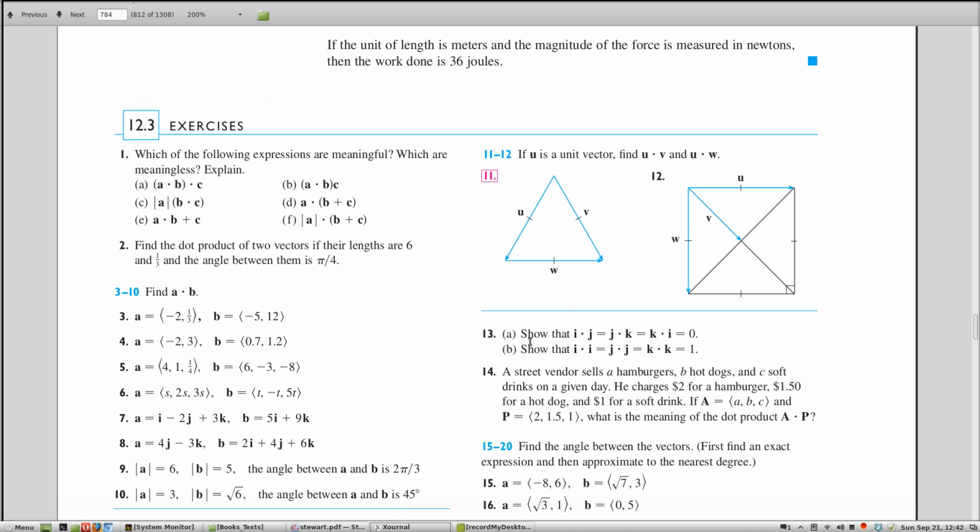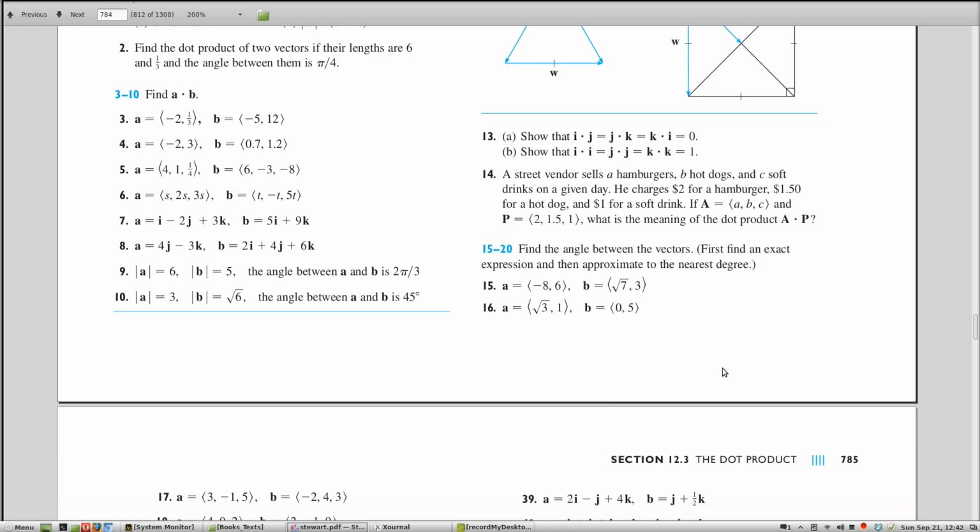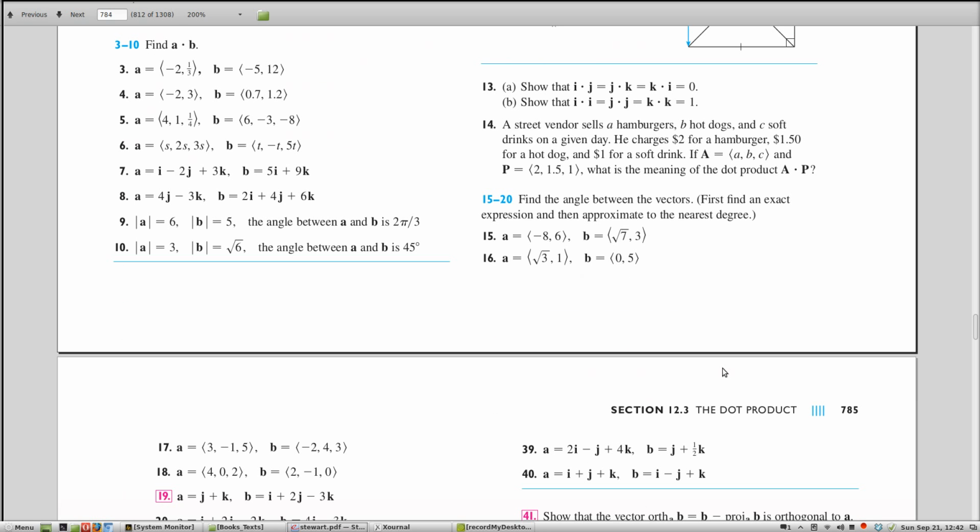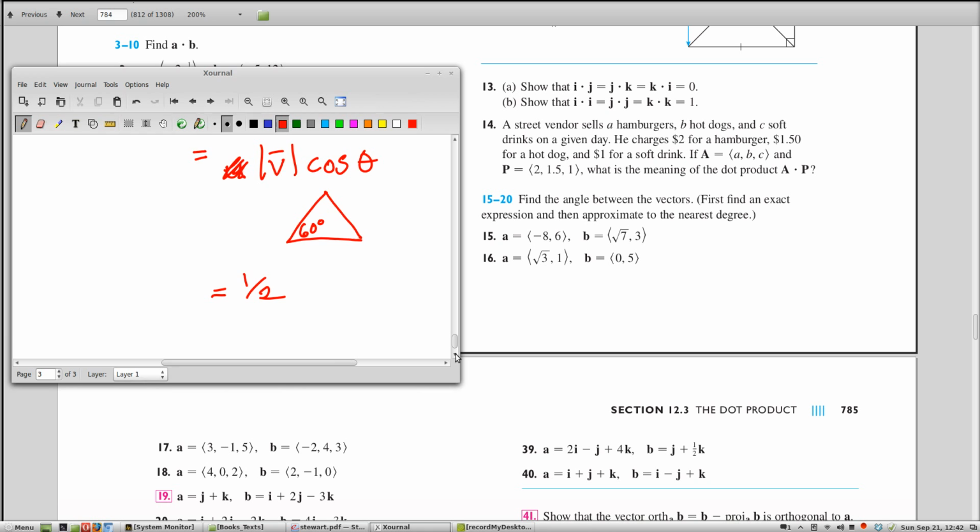So that's kind of interesting. And what else have we got? Find the angle between the vectors. Yes, that is an important thing to be able to do. So 15 and 20, we're kind of going backwards now. And let's try to find the angle between, number 15, the angle between A and B.